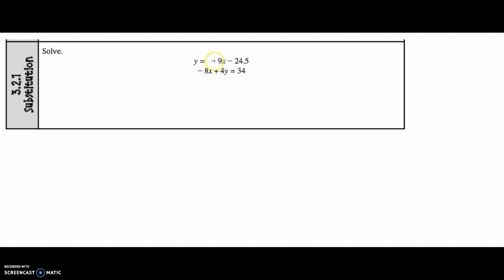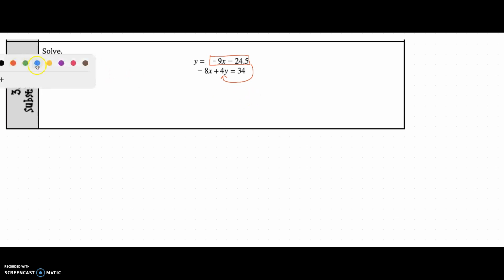And we want to basically take what y or x is equal to and substitute it into something else. So this says y is equal to negative 9x minus 24.5. Basically that means the y and the negative 9x minus 24.5 are the exact same thing. So I can take all of this stuff and I can substitute it in for y because it's exactly the same thing.